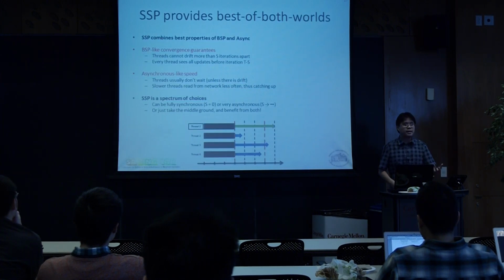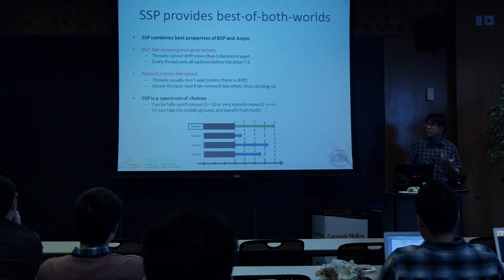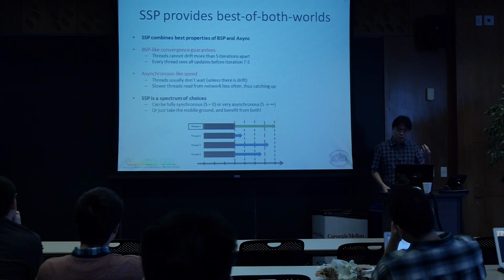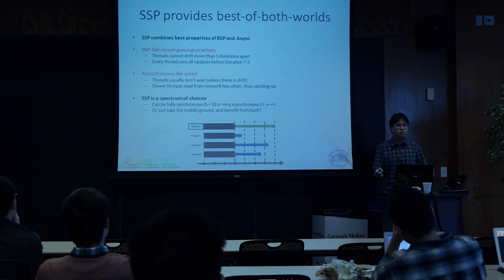So the idea is that SSP will combine the best properties of the bulk synchronous parallel model and the asynchronous communications model to provide bulk synchronous parallel-like convergence guarantees. That's a consequence of not allowing threads to drift more than s iterations apart and requiring every thread to see all updates before t minus s. You can think of it roughly as the error that is allowed to accumulate in your local version of the parameter is always bounded by s iterations. And the intuition is that as the current iteration t goes to infinity, s is a constant, but t is going to infinity, and that's what allows it to converge, essentially.